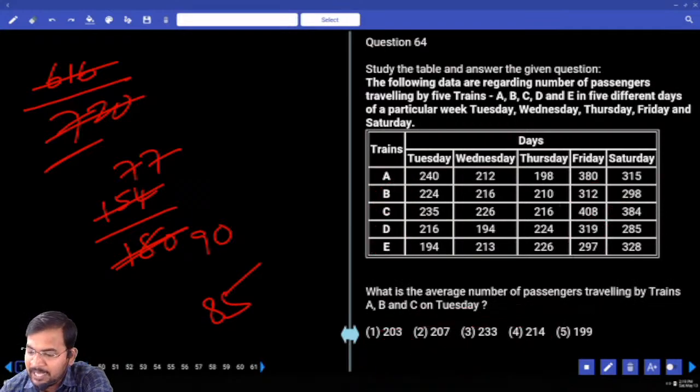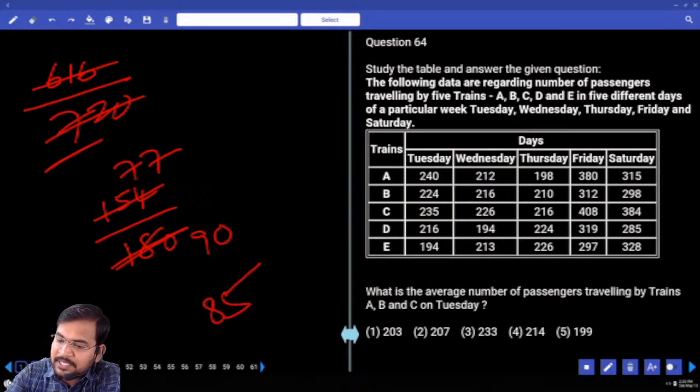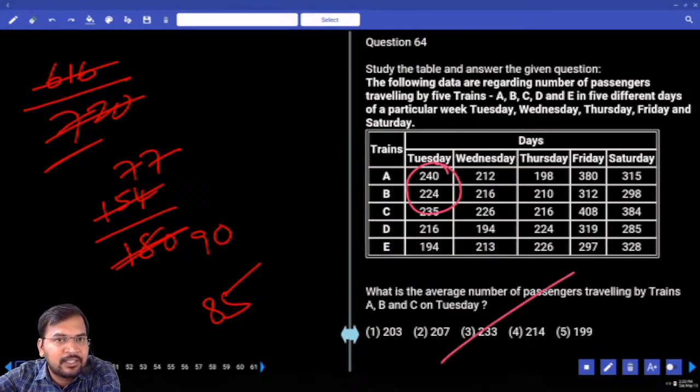Next, what is the average number of passengers traveling by trains A, B, C on Tuesday? Look here, all of you. 200, 200, 200. Average is 200. 40, 20, 30, 60, 90. Average is 30. 4, 5, 9, average is 3. So your answer is 233. The hundreds' average is 200, the tens' average is 30, the digits' average is 3.